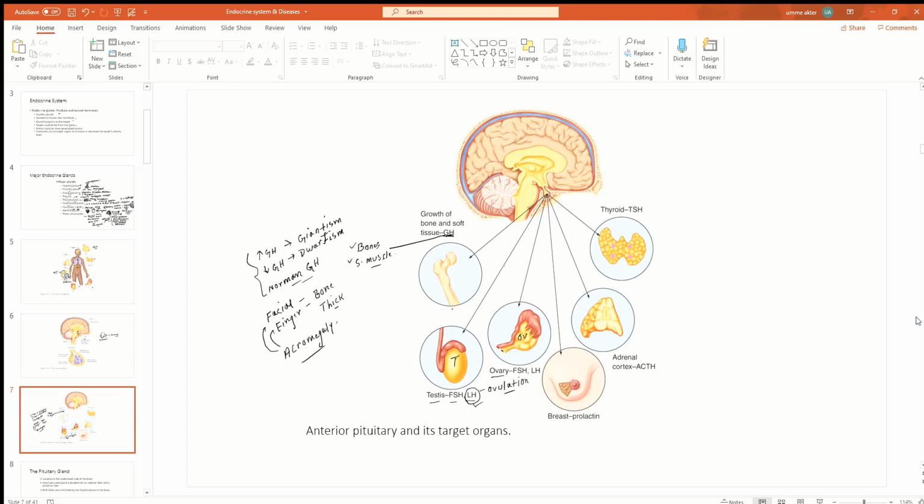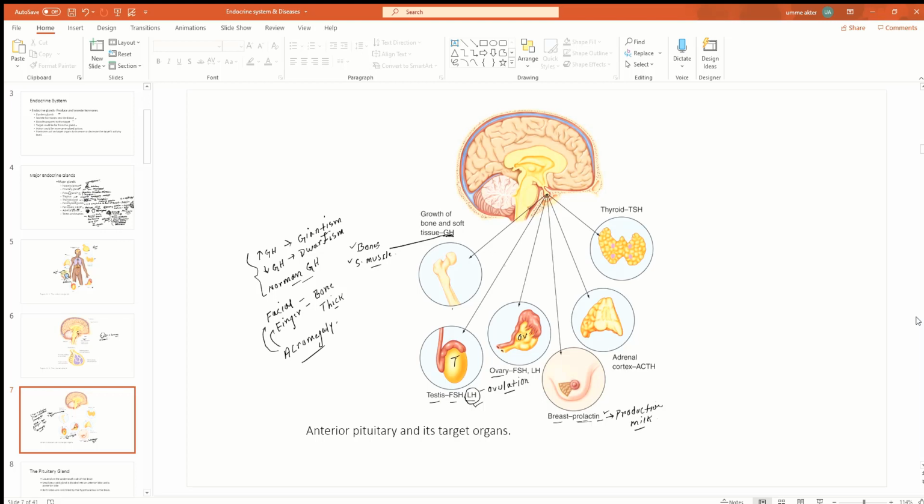Then we have three more from the anterior pituitary. Prolactin is an anterior pituitary hormone that works on the female lactating breast. That means after the baby is born, plenty of prolactin is released from the anterior pituitary, and it goes to the mammary gland or female breast and helps to produce milk. So production of milk, and that is prolactin.